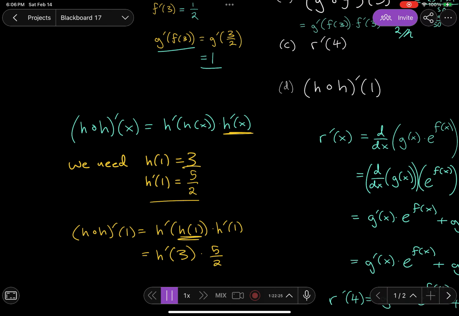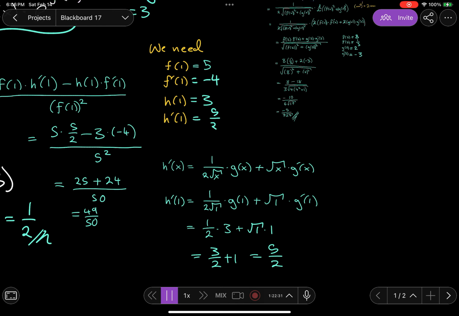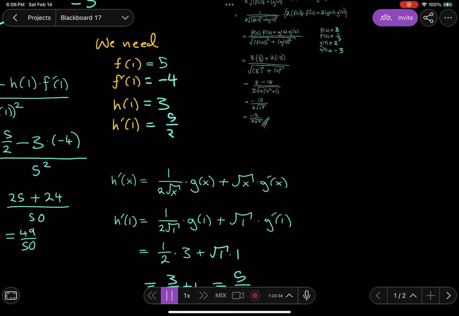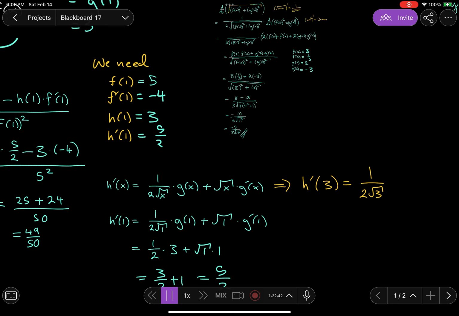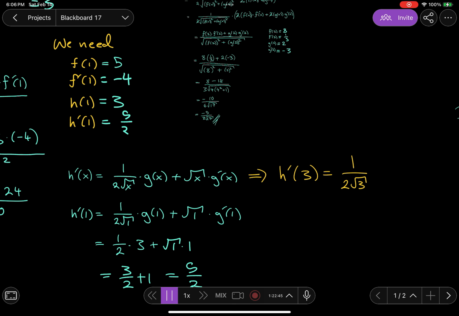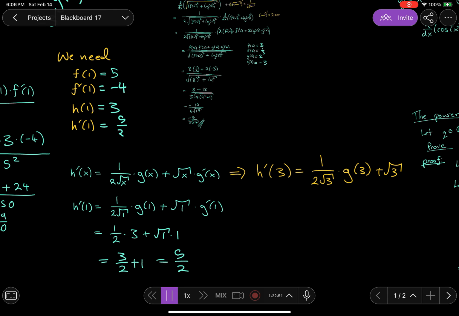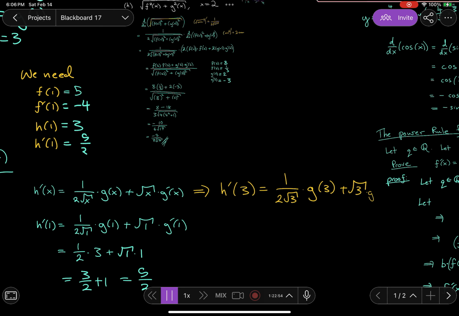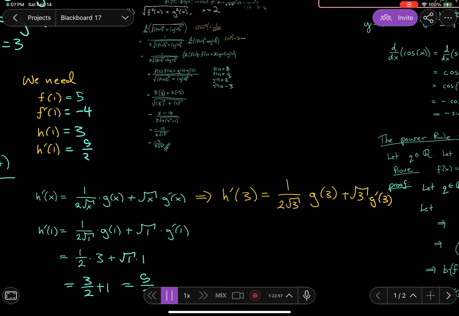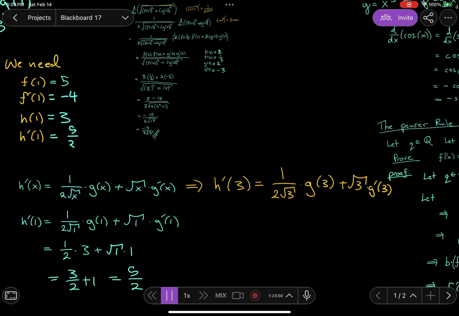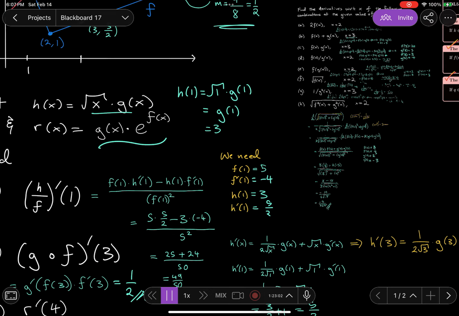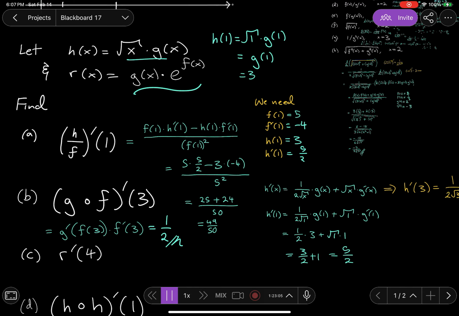Hopefully somewhere I have a function for h prime of x. Notice over here, h prime of x is equal to this thing, which implies that h prime of 3 is equal to 1 over 2 root 3 times g of 3 plus root 3 times g prime of 3. Okay, hopefully I have what those are. Oh my gosh, so much function composition. G of 3, do I have that anywhere? I don't think I do.